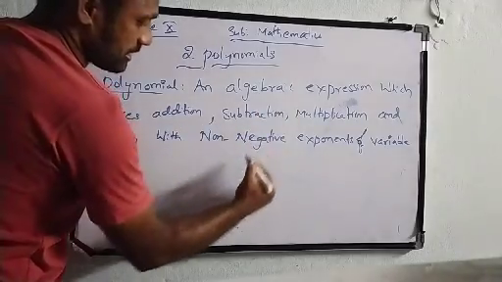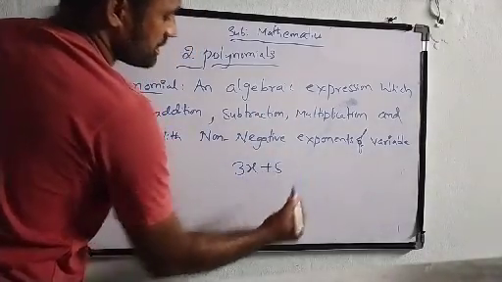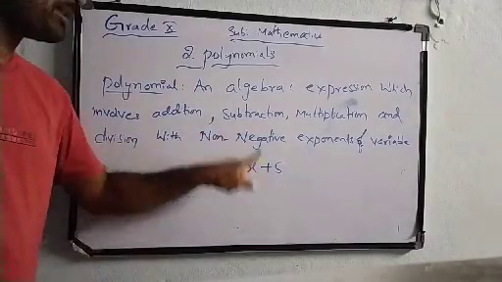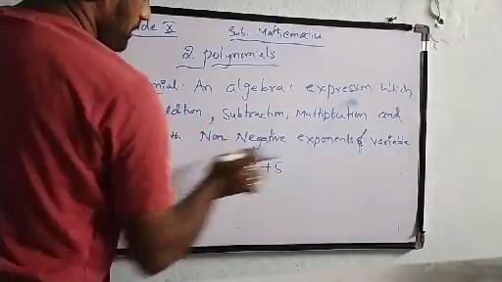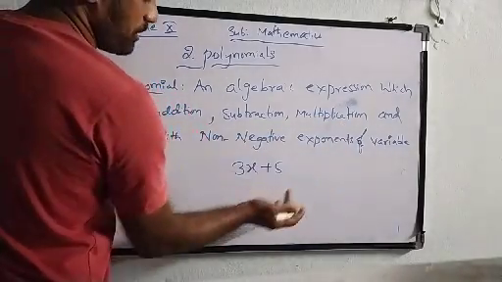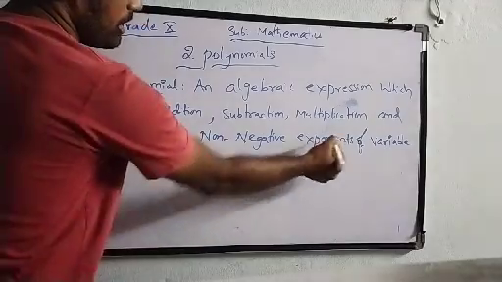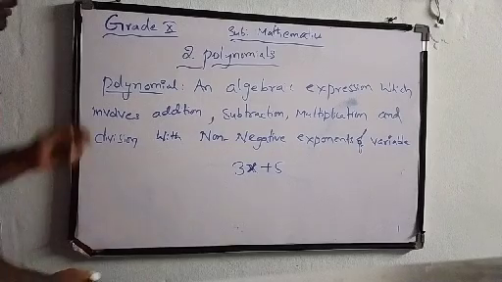It means that let us take an algebraic expression. So this is 3x plus 5. It is an algebraic expression which involves addition. So instead of addition it may be subtraction, it may be multiplication, it may be division. So if I take any of these four operations with non-negative exponents, so the power of the variable should be non-negative, means it should be positive. So these are going to be called polynomials.